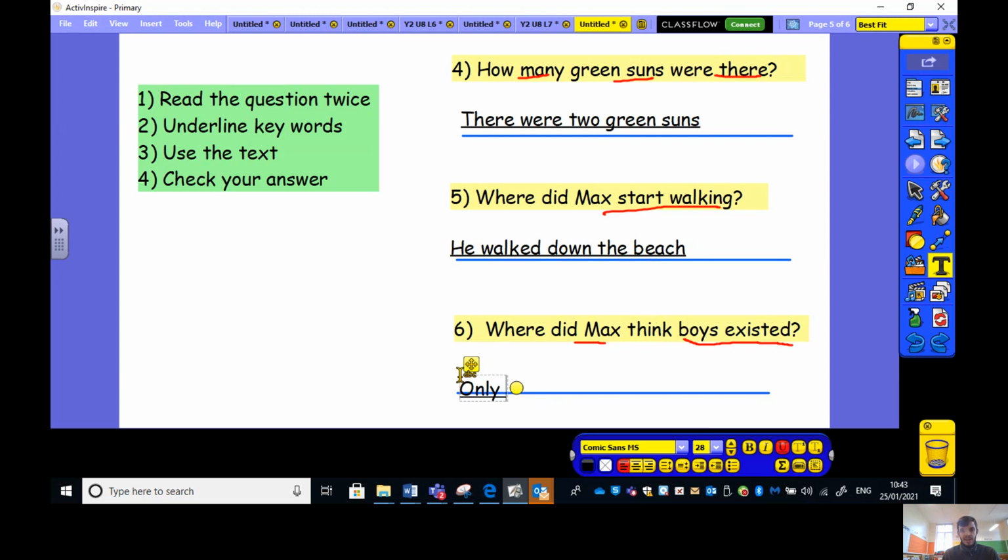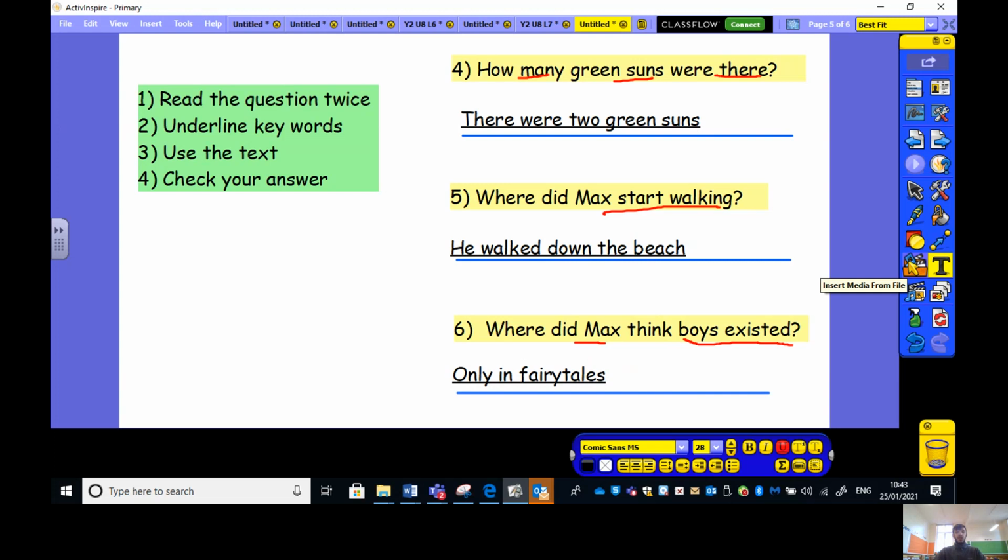Only in fairy tales. Max thought boys only existed in fairy tales. So where did Max think boys existed? The answer, only in fairy tales. Well done if you got all of those correct.